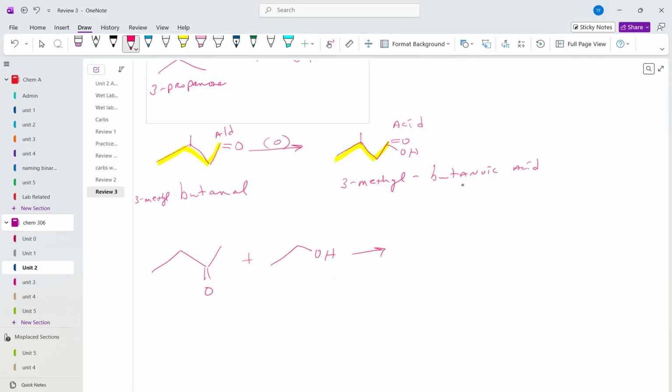Now, if I put 1 ethanol there, that means the reaction is going to go once. If I put 2 ethanols, that means it's going to go twice. So let's first do it with just 1. Okay, so we have a ketone and an alcohol. That means we're going to form a ketal. So this is 1, 2, 3, 4, so that's 2-butanone. And this is ethanol.